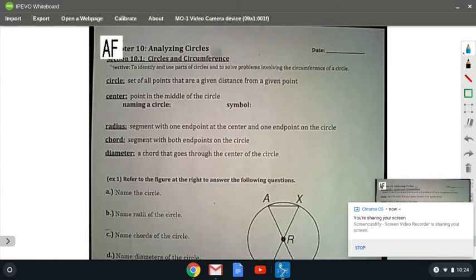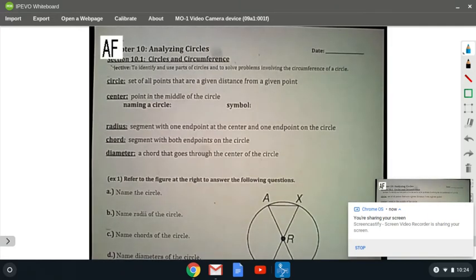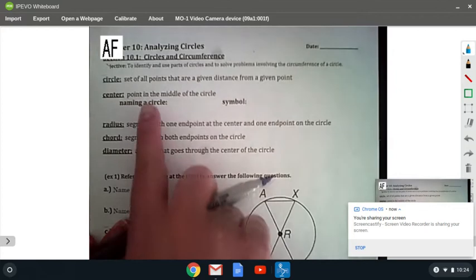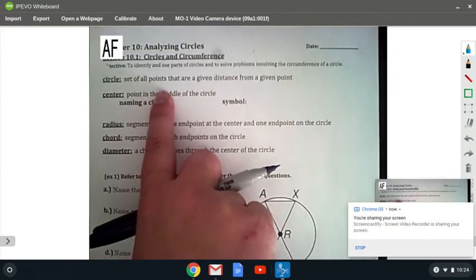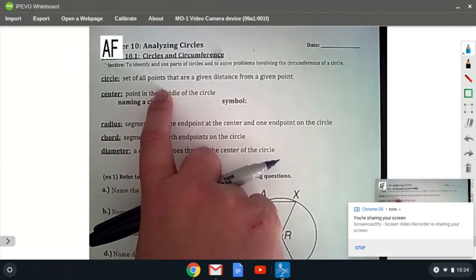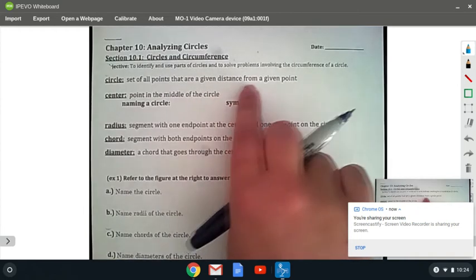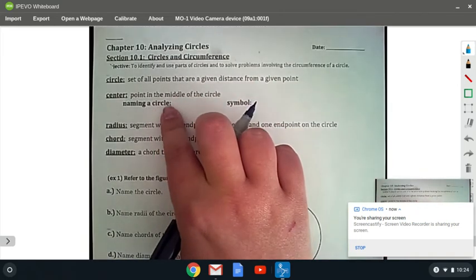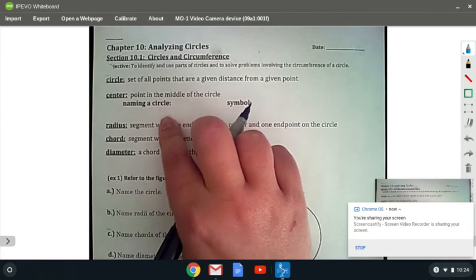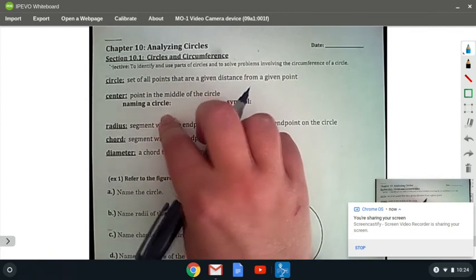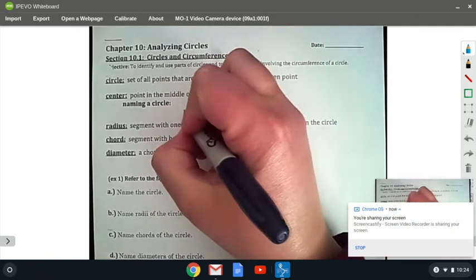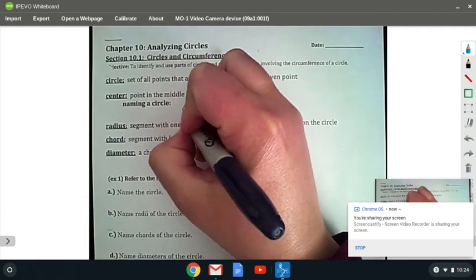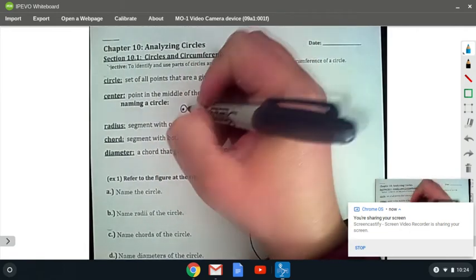We're going to start talking about circles today. So first thing is the definition of a circle, which is a set of all points that are a given distance from a given point. The center of a circle is the point in the middle of the circle. When we name a circle, we always name it by that center point, and we name it like this. Put a dot, a circle around it.